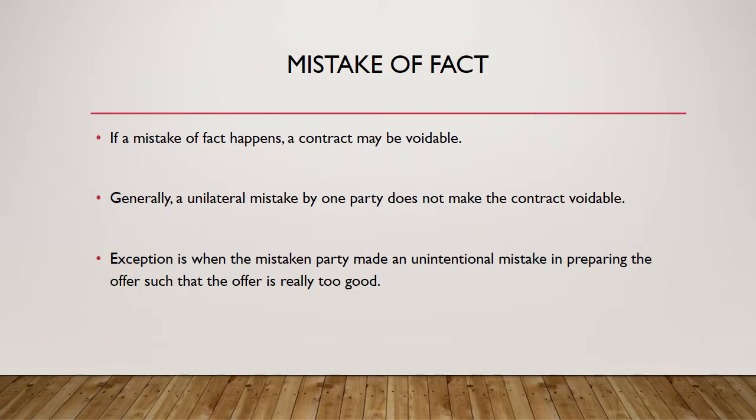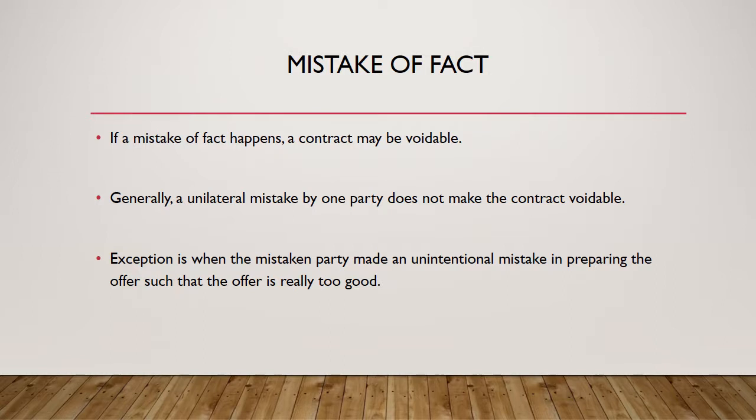So the third type is a mistake of fact. If a mistake of fact happens, the contract's voidable. So if there's a mistake of fact, then there's no true meeting of the minds. Generally, a unilateral mistake by one party does not make the contract voidable. The exception to that is when the mistaken party made an unintentional mistake in preparing the offer, such that the offer was really too good to be true.